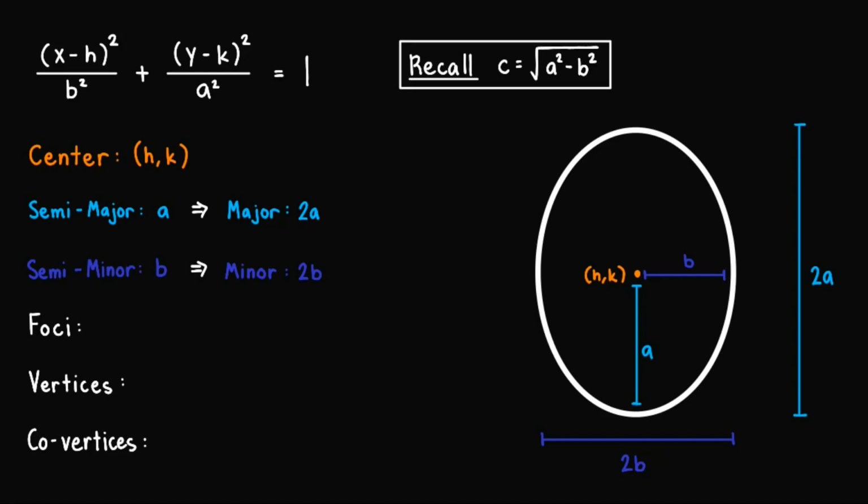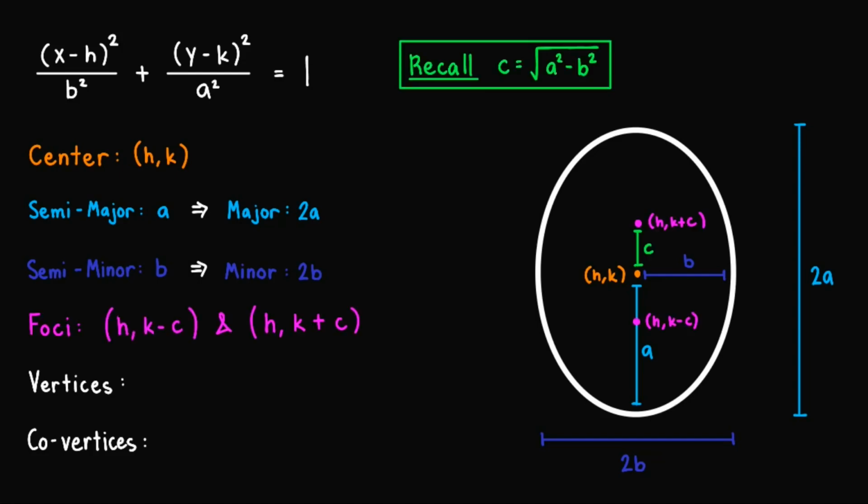How about the foci? The foci is given by the points (h, k minus c) and (h, k plus c). Again, c is given by the focal distance, which is also given by c equals the square root of a squared minus b squared. Nothing changes, so take note of this one. Observe that we add and subtract c now in the y component, or the second component out here, since we're along the y-axis. After this, we also know how to obtain the vertices, which is given by (h, k minus a) and (h, k plus a).